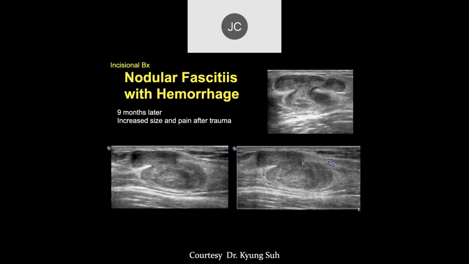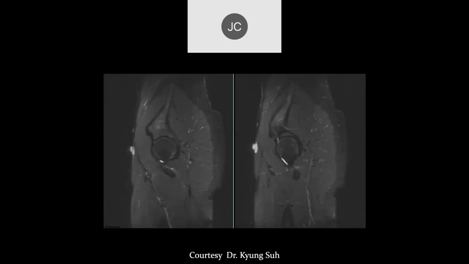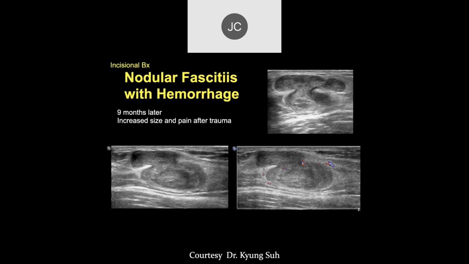So they removed this completely, and this was nodular fasciitis. In this case, it had hemorrhage in it, which it probably didn't before. So this is nodular fasciitis. This is just an area of inflammatory change that's extending through the deep fascia here.